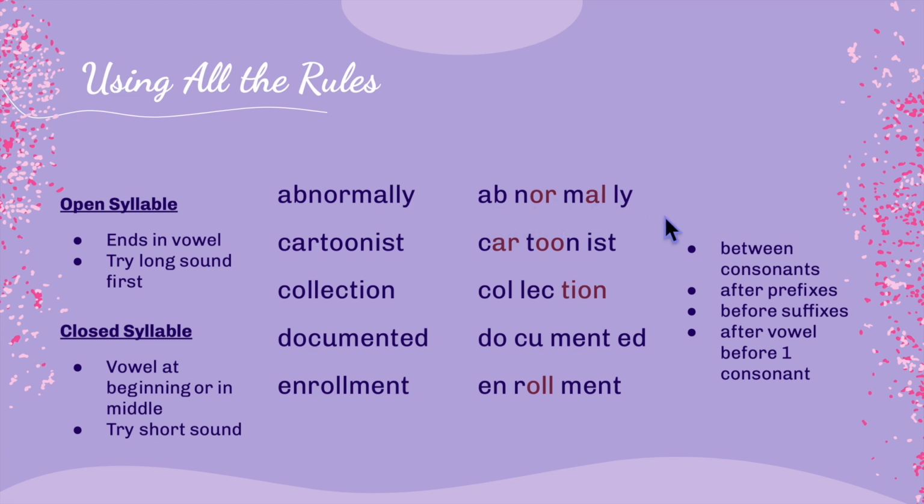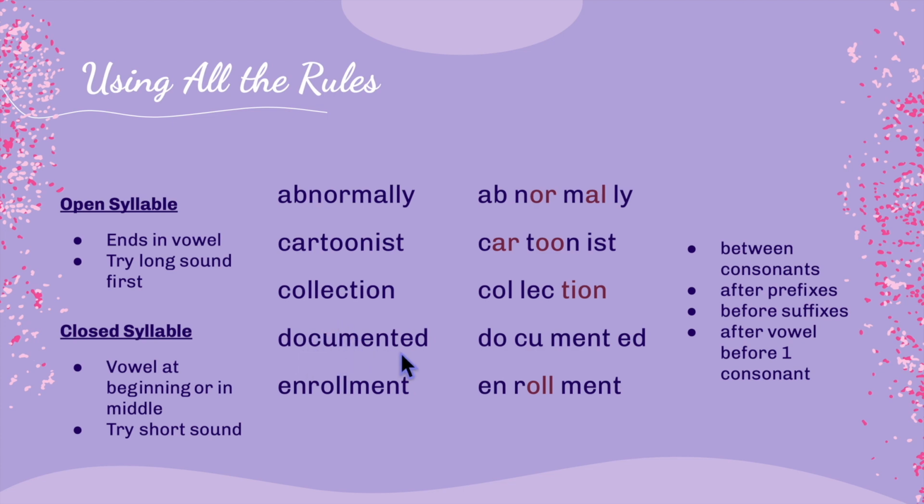Abnormally, abnormally. Here I'm going to divide between two consonants, and here before the suffix ist. AR says R. This double O is either going to say oo or uh. We will use the oo sound. Cartoonist, cartoonist. Divide between the doubled consonant here and before the suffix shun here. Collection. Here we want to divide after a vowel before a single consonant here and here.